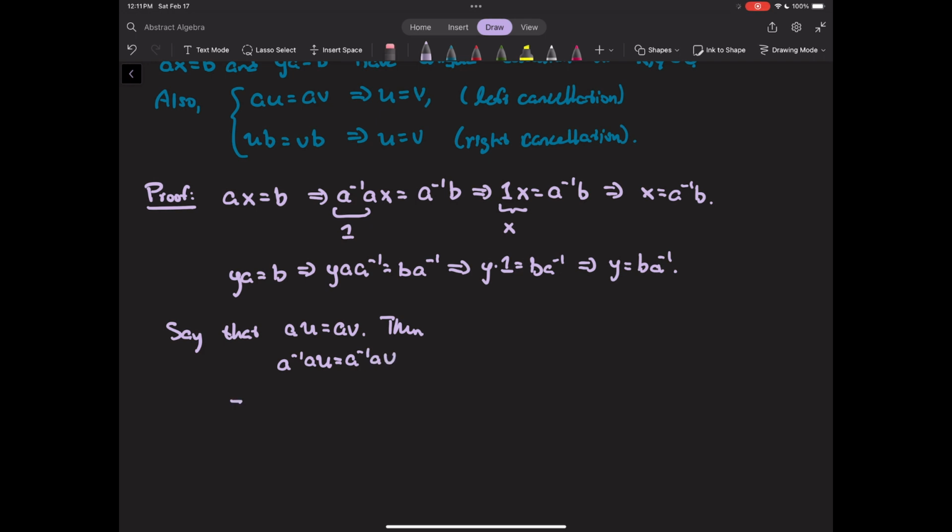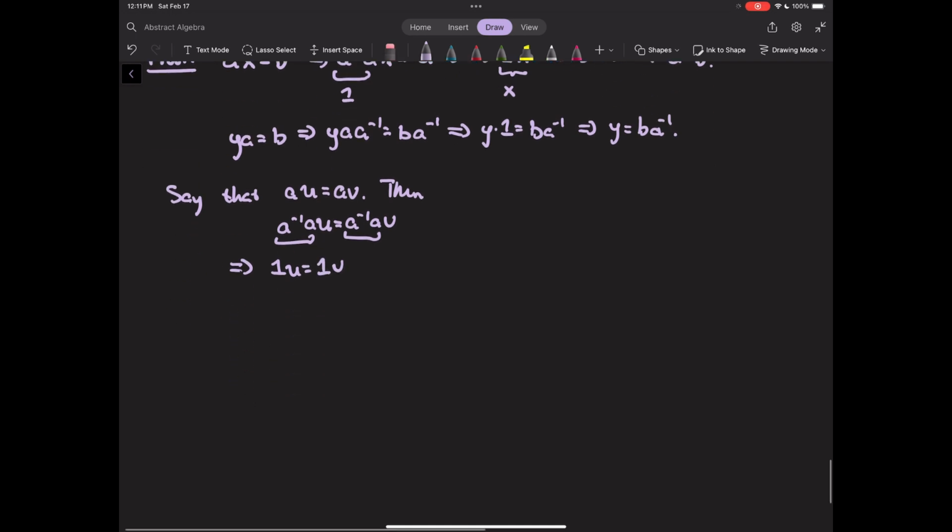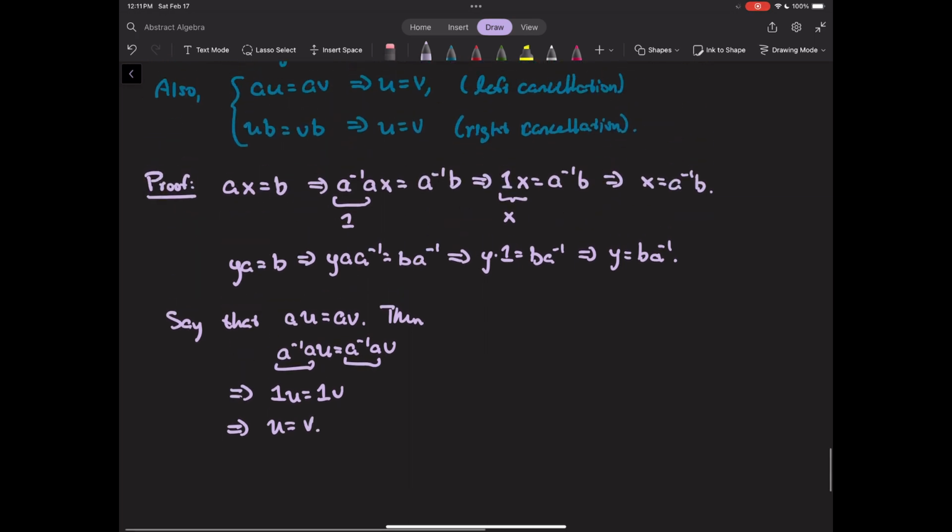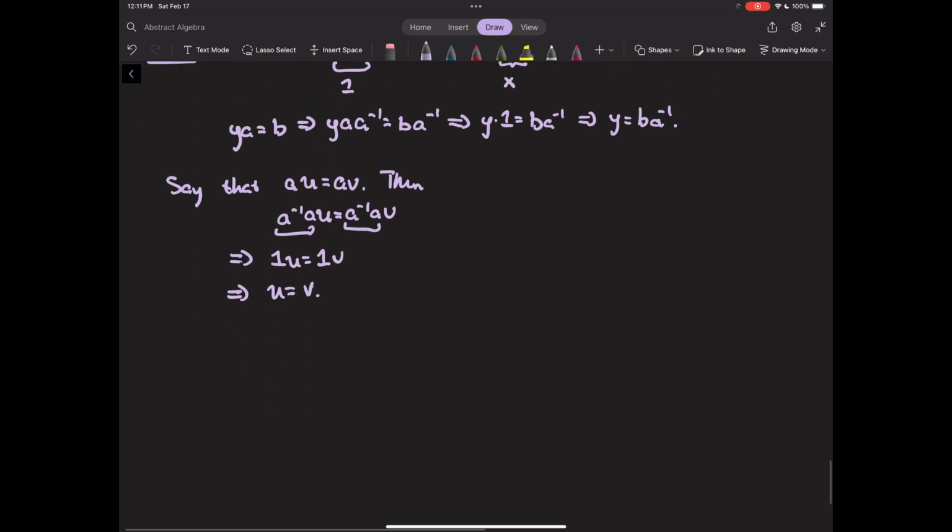And then let's just run through this. So in particular, both of these become 1. 1U equals 1V. But remember, multiplication by 1 doesn't change U or V. So we get U equals V. So we can do the left cancellation. Right cancellation is pretty much identical.